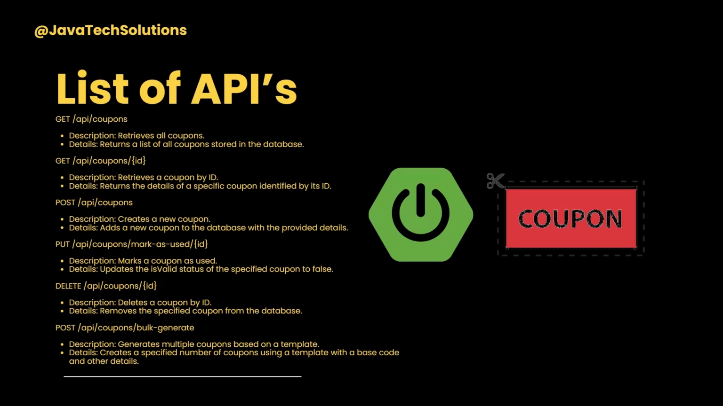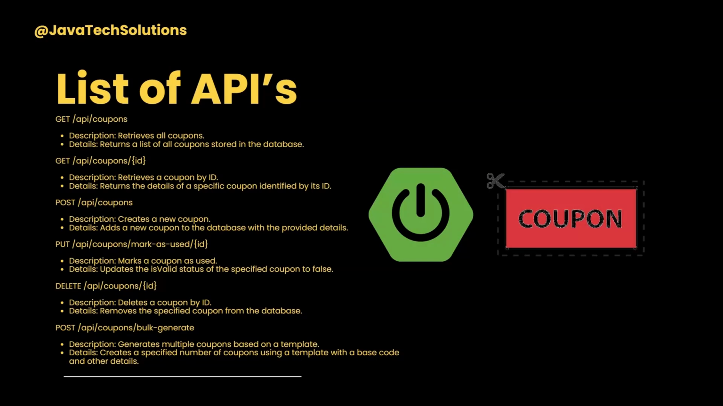Next, suppose one of the coupons is already used, already redeemed. I will show you how to mark that coupon as used from an API. If we want to delete some coupons from the database, I'm going to develop that API as well. And the last one: if we want to generate bulk coupons, I will explain how to do that in this tutorial.